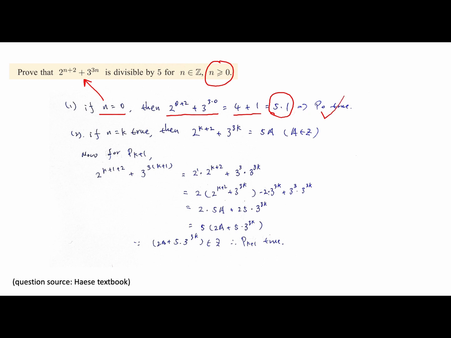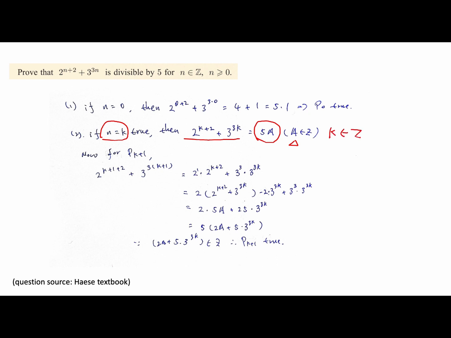Therefore, P0 is true. Then we make our assumption. We assume when n is k, this expression is divisible by 5, which means it can be factorized into 5 times I, where I is an integer. We do not need to say k is an integer, because we already have here n is k, and n is an integer.